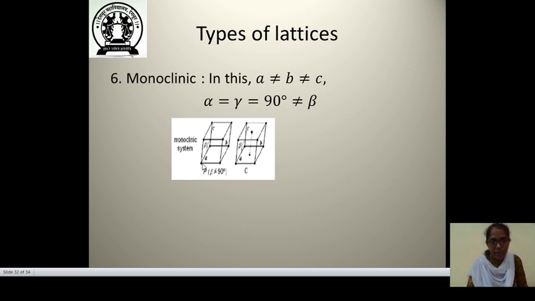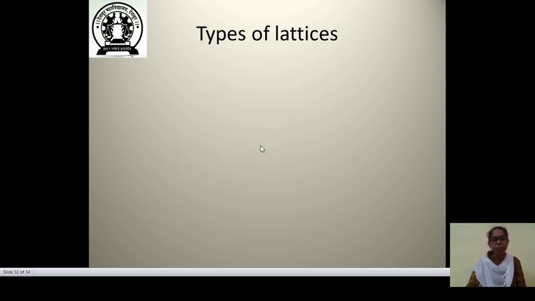Here A and B are different and C is also different from A and B, but alpha and gamma are 90 degrees and the angle beta is not equal to 90 degrees. This is the condition for the monoclinic crystal system. And for monoclinic, there are two different unit cells. First one is the primitive and second one is the non-primitive unit cell.